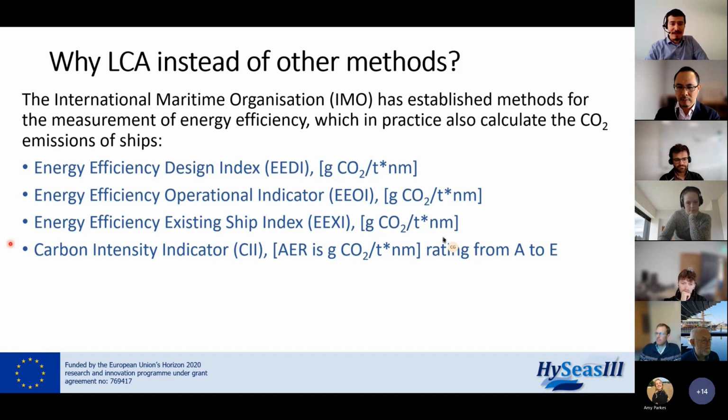So we have the energy efficiency design index and the operational indicator, and then two other indicators were recently introduced. So we have the existing ship index, and there is also the carbon intensity indicator, which is rating ships from A to E, depending on how efficient or how low their emissions are, and putting in place some measures to reduce that.